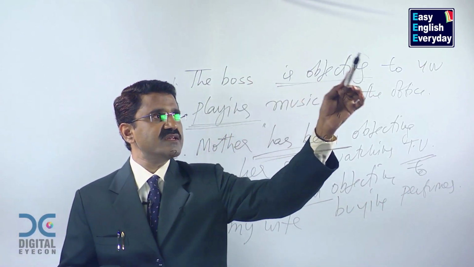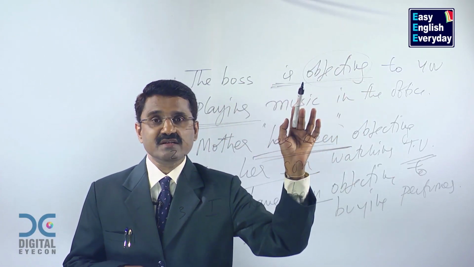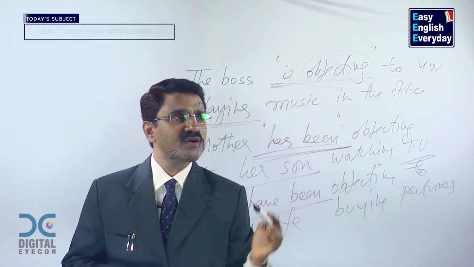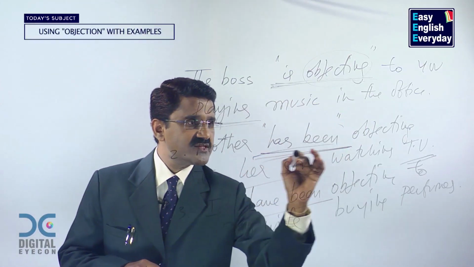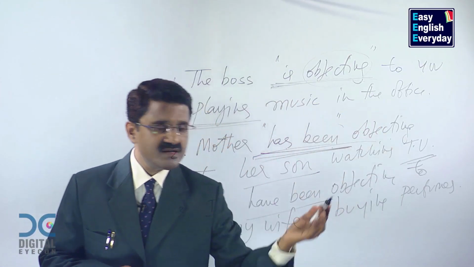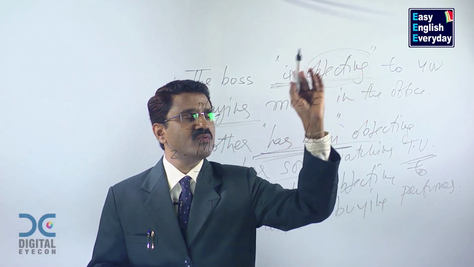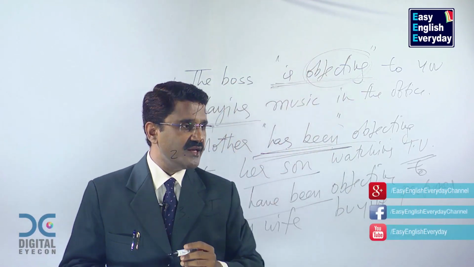So you can use this in ing form. This is called present continuous tense. For the grammar lovers, for the terminology lovers, this is called present continuous tense. This is called present perfect continuous tense. Not necessary to remember all that stuff. Your job is to know how to use object. Now this is the way of using object in ing form.